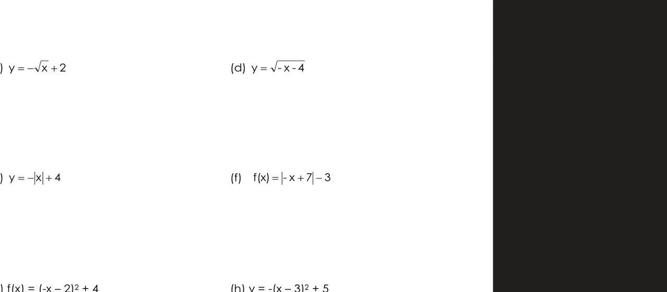Okay, so this one's a bit of a tricky one. First thing is identifying the parent function. When I look at that and I see the square root, I'm not drawing a parabola, I'm not drawing a V, I'm not drawing a hyperbola, I'm drawing the square root graph. So being able to pick out the correct parent function is really important.